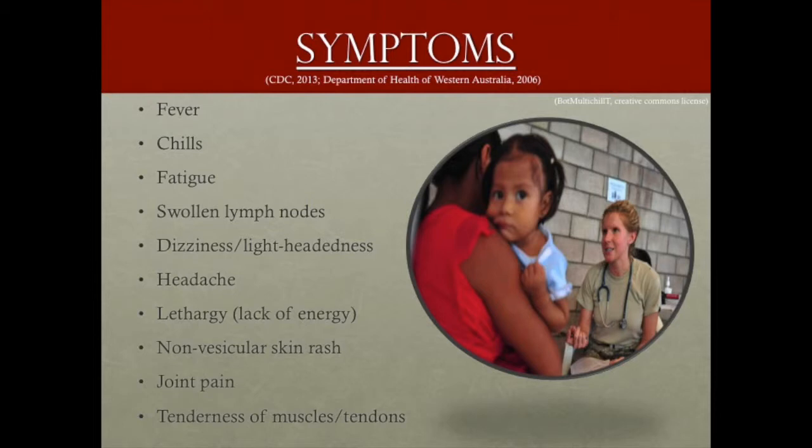The combination of symptoms that characterize the Barmah forest virus include a fever, chills, fatigue, swollen lymph nodes, dizziness, lightheadedness, headache, lethargy, skin rash, joint pain, and tenderness of the muscles and tendons. The most commonly affected joints are the ankles, fingers, knees, elbows, shoulders, jaw, and wrists, with a rash typically developing on the limbs and trunk of the body. Some symptoms are more dominant or lacking, as the disease's effects vary between infected individuals.